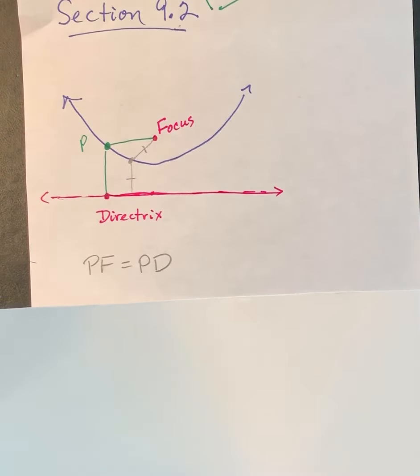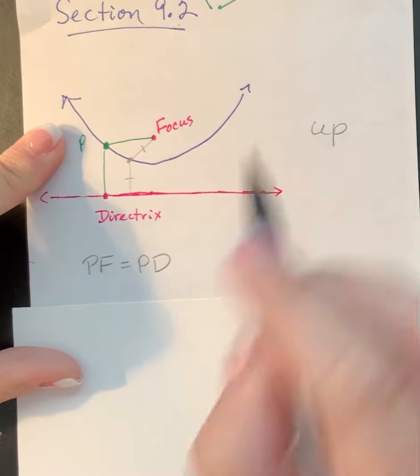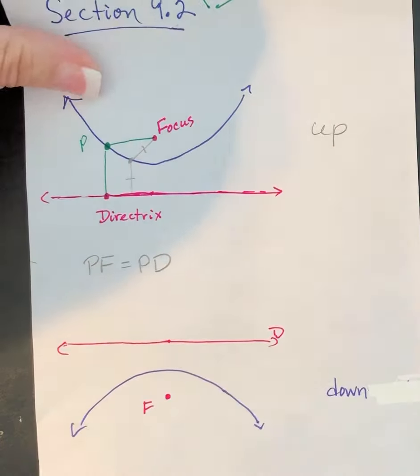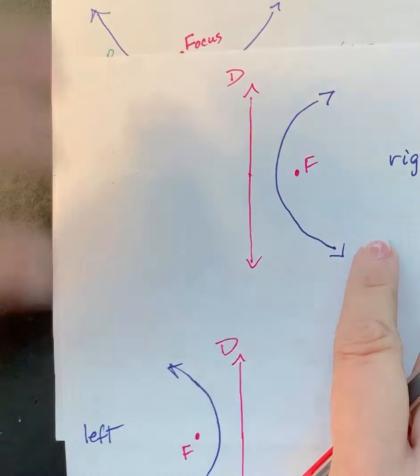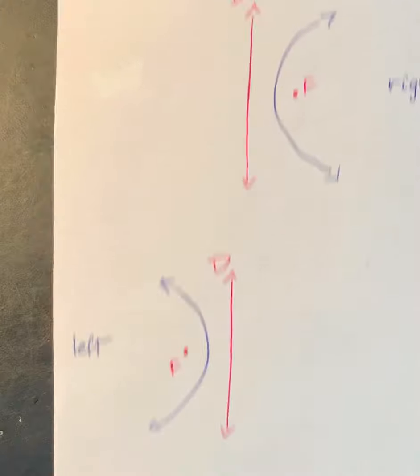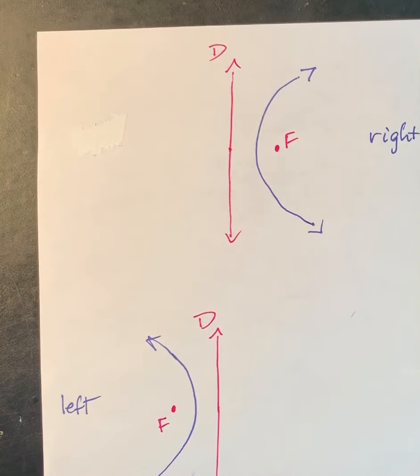All right, now there are 4 different ways that our parabolas will be oriented. The parabola will either open up, or down, open to the right, or to the left. Those will be the 4. And for the time being, we'll stick with the center or the vertex being the origin.